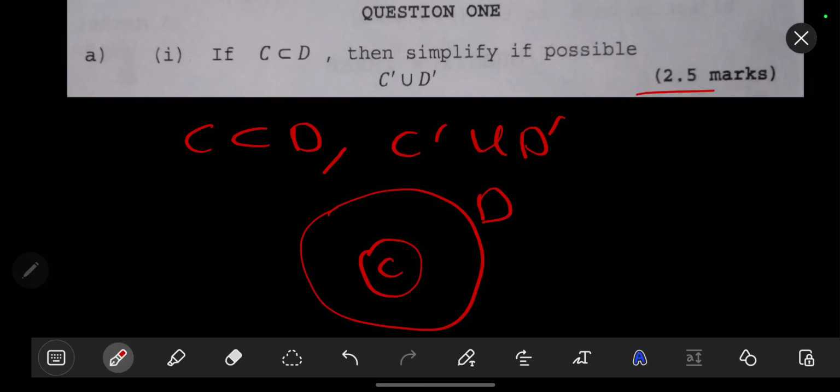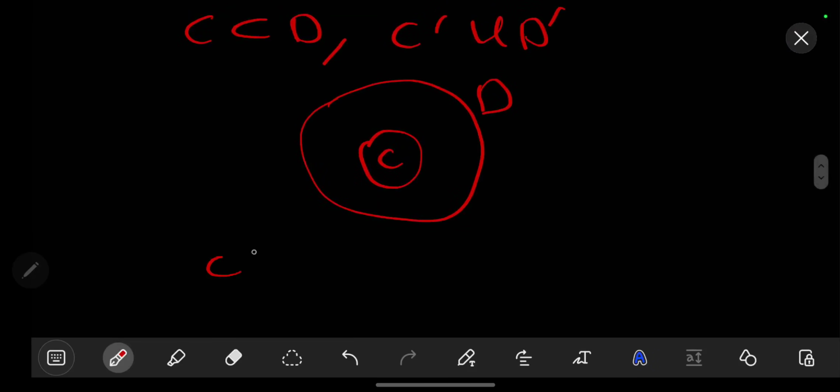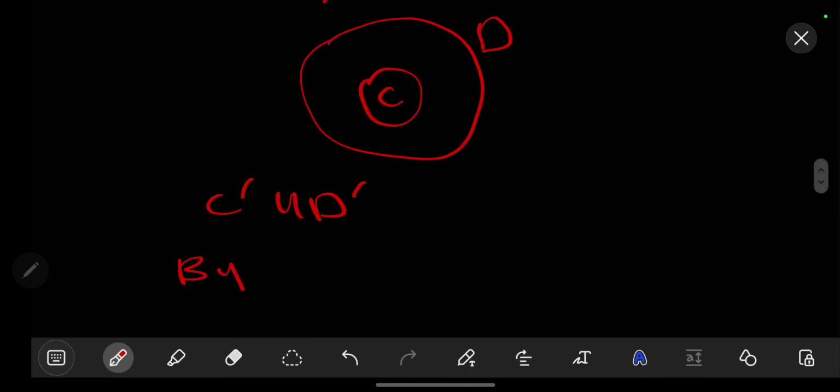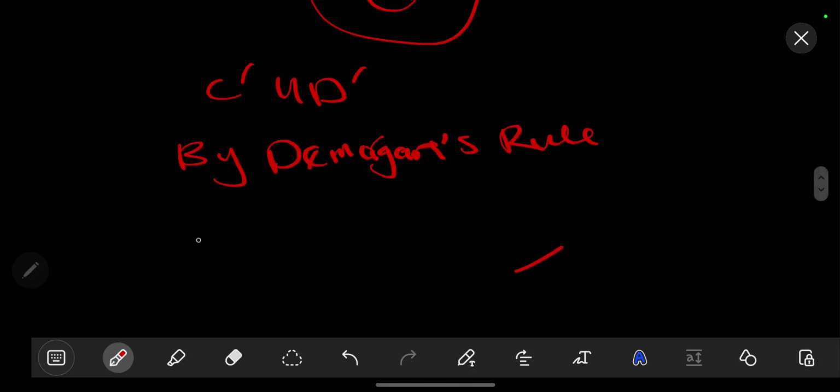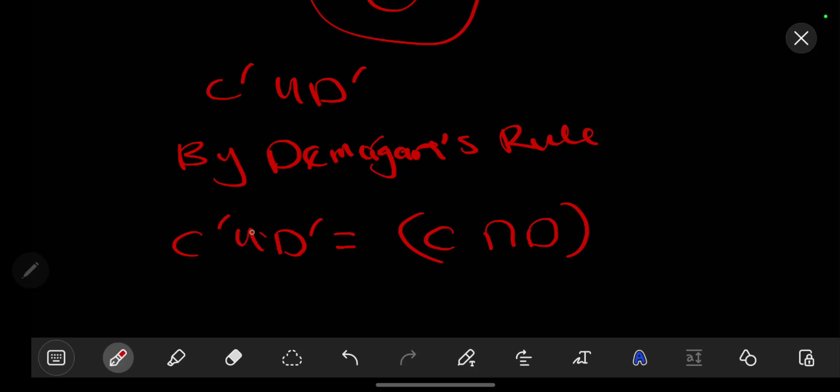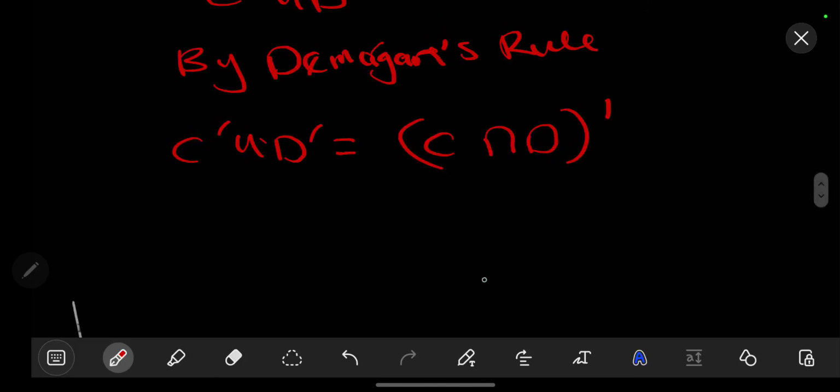So what we are going to have is C complement union D complement. We are going to say by De Morgan's rule, we change whatever is here. If we have C and D, here we have union, it's going to change into intersection. Then we can put one complement outside like that. So now remember what we have said, C intersection D.